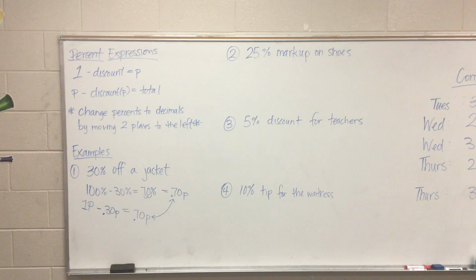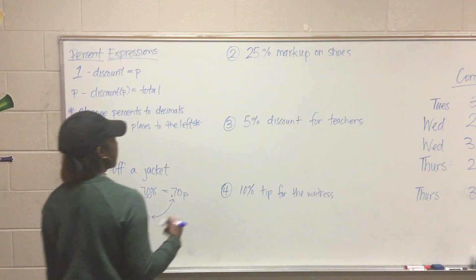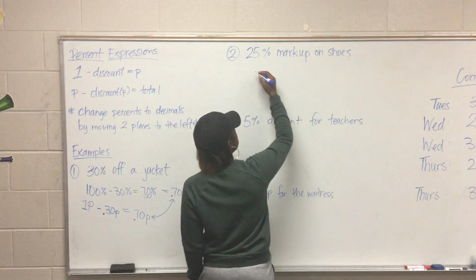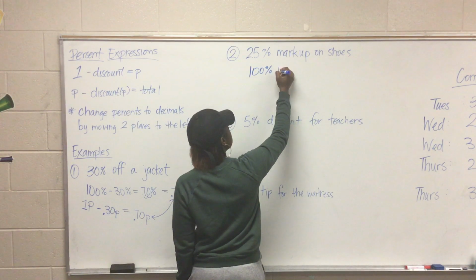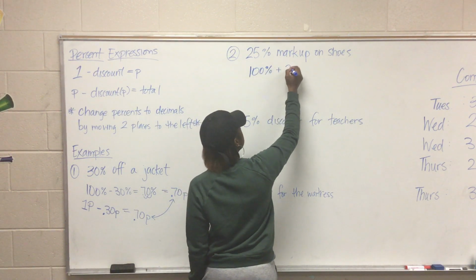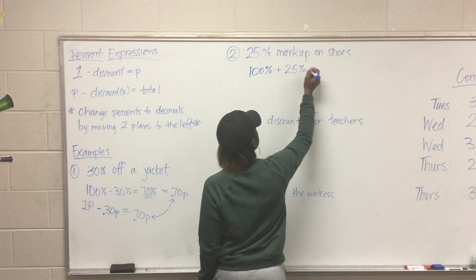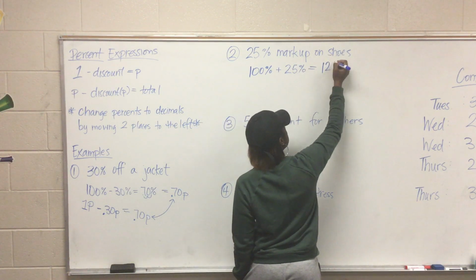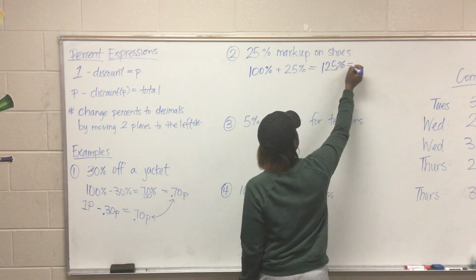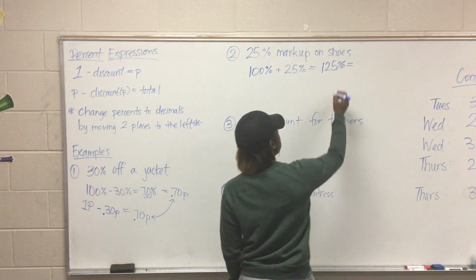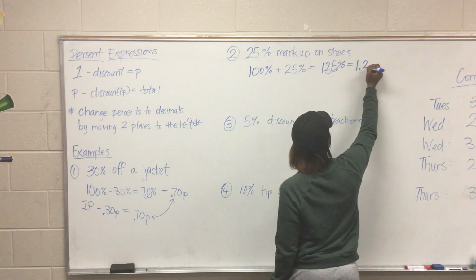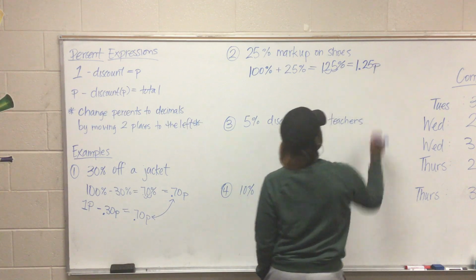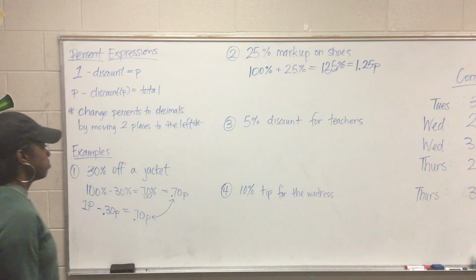So for number 2, we have a 25% markup on shoes. If I know it's a markup, I know I'm paying 100% of the shoes, plus, because it's a markup, 25%. That'll give me 125% if I add those two together. And if I change this percent to a decimal, I am paying 1.25 of the price of the shoes.